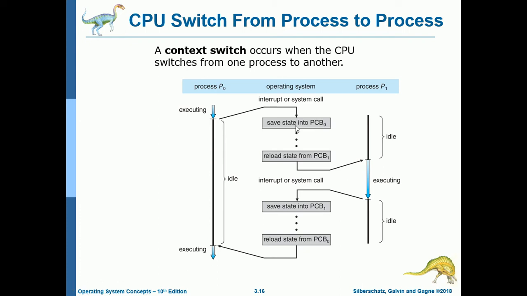in PCB sub 0. Okay? And there is another process, P sub 1, whose state will be reloaded, and then process P sub 1 will run while P sub 0 is idle for a while. And then what if again there is an interrupt or system call? It will save the state into PCB sub 1, okay? And then reload the state of P sub 0, and then it will execute. Okay, so this is the process of context switch.